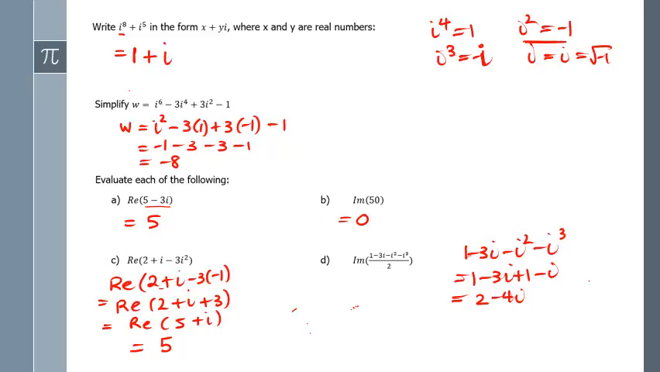And if we put that into this equation, we get the imaginary part of 2 minus 4i over 2, which is the imaginary part of, if I divide them both by 2, 1 minus 2i, but the imaginary part of this complex number is just negative 2.